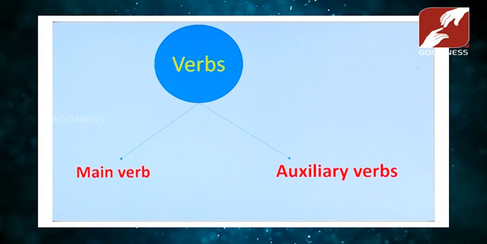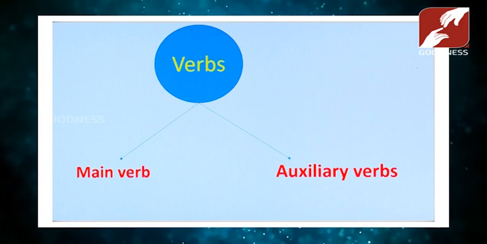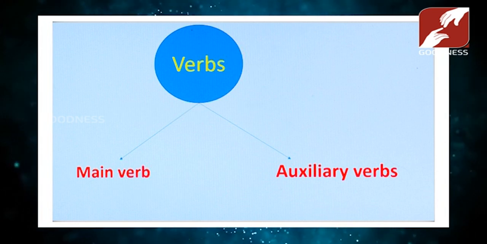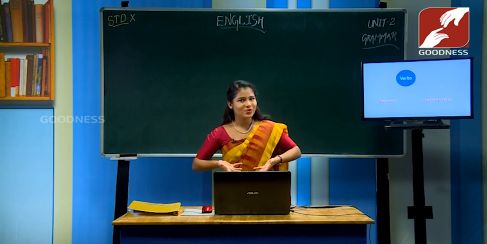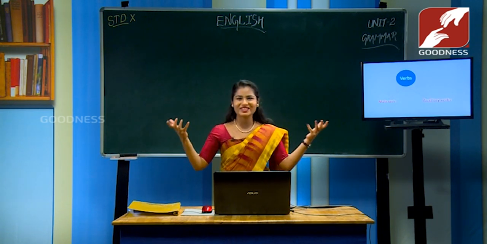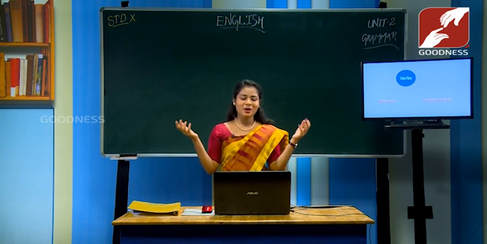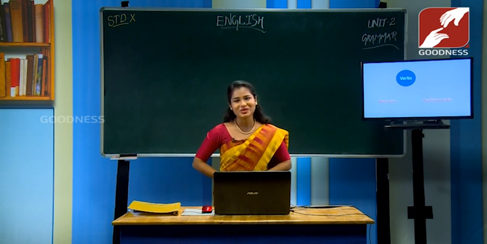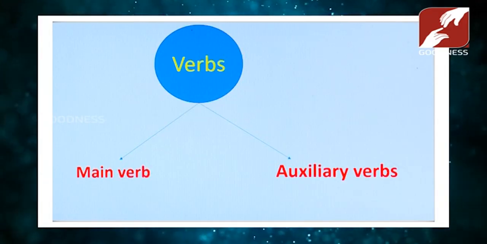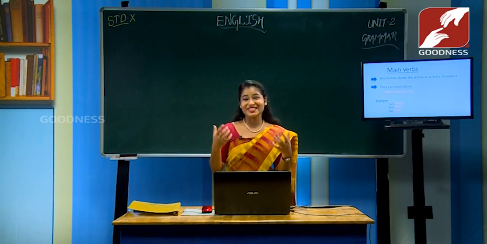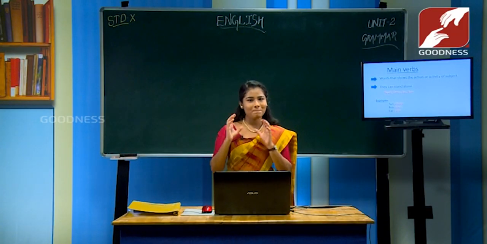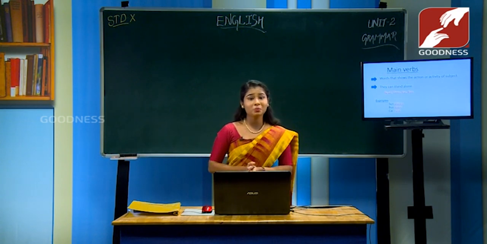Yes, we were just discussing verbs, isn't it? Now, the verbs are divided into two. How many? Two. Which are they? They are main verb and auxiliary verb. So, now let's see what they are. Let's discuss something about main verb. What do you know about main verb?